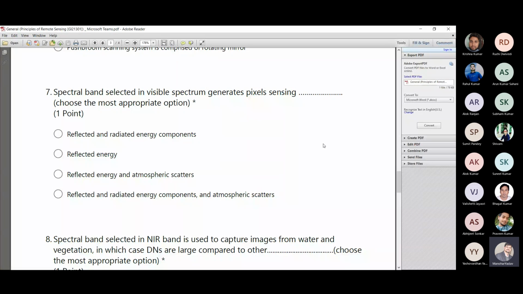So if you see the total, in two parts you need to analyze the energy-based analysis to generate DN numbers. The first part: what are the components that are reflected, that is outgoing from the GRC? Now the second part: what are the energy components which reach the sensor? Because ultimately, pixels are generated on the basis of total energy reaching the sensor. Okay?